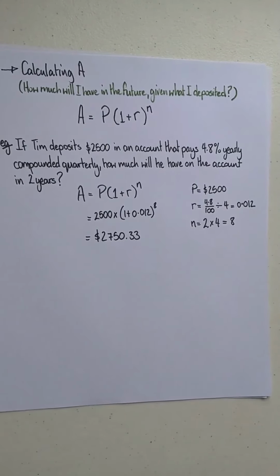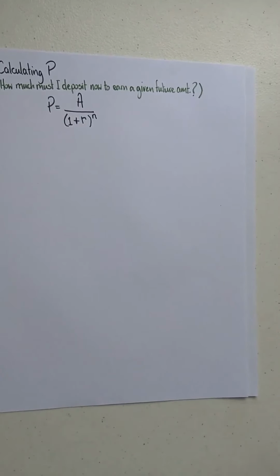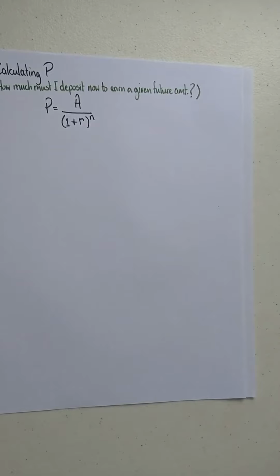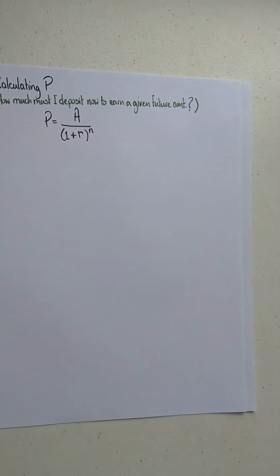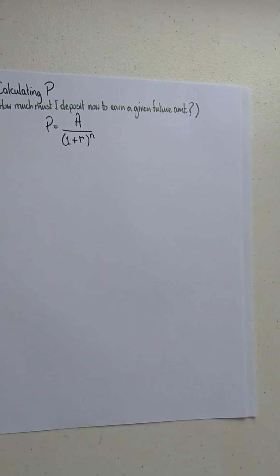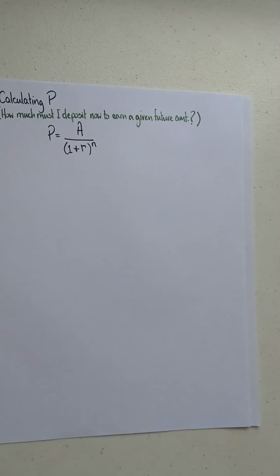We can also be asked to solve for P, which is the principal. And essentially this would be a question or consideration where you are seeking to work out how much you need to deposit now in order to earn some given future amount. So you know what your goal is, and you know what interest is being offered, and the question is, well, what do I need to put down now so that I can have, let's say, $5,000 in the bank in 10 years.